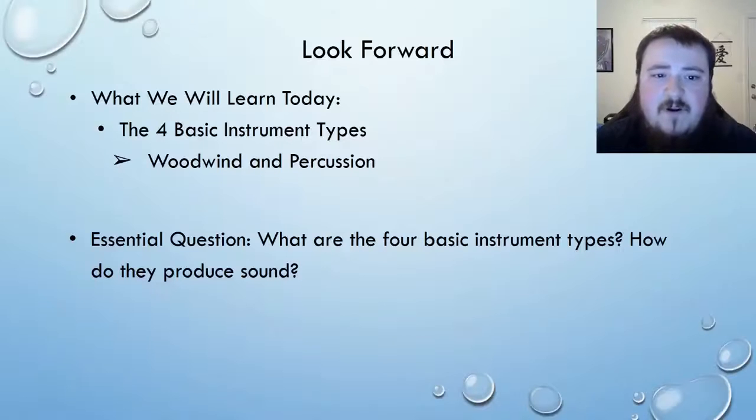Today we are going to learn about our other two of the four basic instrument types. So yesterday we talked about strings and brass. Today we're going to talk about woodwind and percussion. And our essential question is the same as yesterday. What are the four basic instrument types and how do they produce sound?